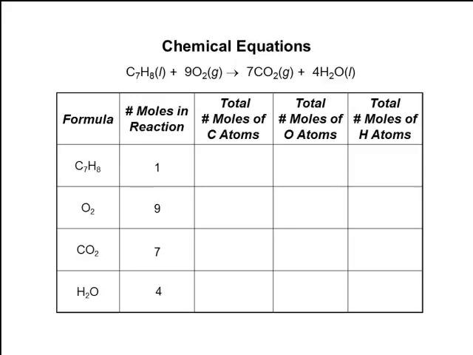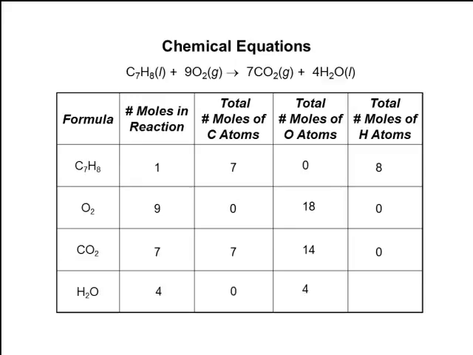So now for the C7H8, if I have 1 mole of C7H8, that means I have 7 moles of carbon atoms. Now those are moles of carbon atoms. That's not the number of carbon atoms. If I wanted the number of carbon atoms, I'd take that 7 times Avogadro's number to give me the number of carbon atoms for that reaction. Okay, so these are all moles. How many oxygen moles do I have? None from that. I've got 8 hydrogens. For O2, I've got no carbons, I've got 18 oxygens, no hydrogens. For the CO2, I've got 7 carbons, 14 oxygens, no hydrogens. For the H2O.